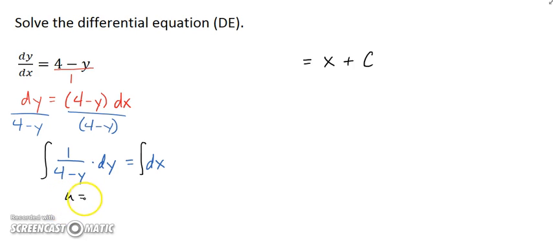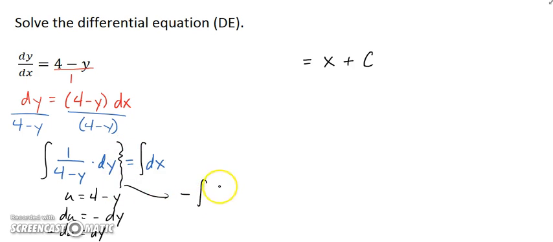So if I do a quick substitution, if u is 4 minus y, du would be negative dy. And I would need it to just be dy. So my substitution would be negative du equals dy. So this integral right here would become negative the integral of 1 over u du, which is negative ln of the absolute value of u.